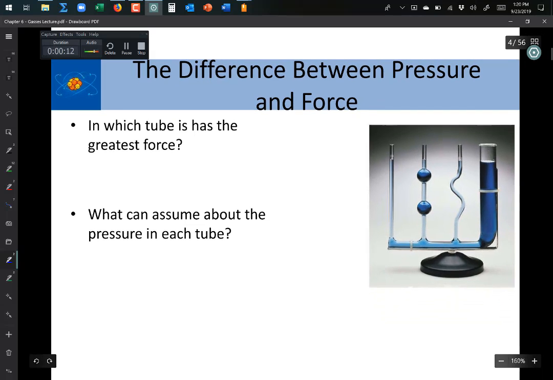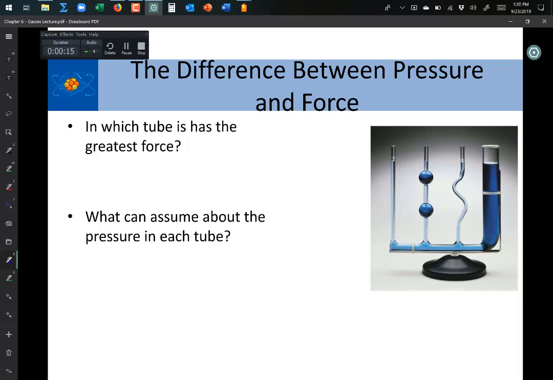So I'll just start with this what if question. Looking at this apparatus on the right, which tube has the greatest force in it? If you measured the force at the bottom, I'll do that in red. If you measure the force underneath each one of these, like the weight of the liquid, which one has the greatest weight? The fourth one, right? If you go 1, 2, 3, 4, the fourth one has the most mass.